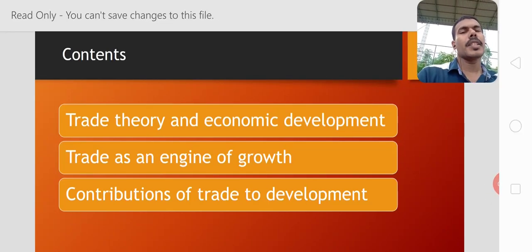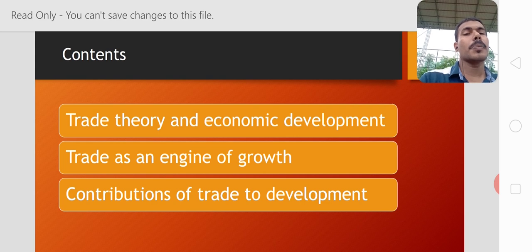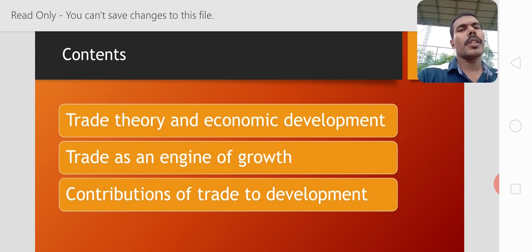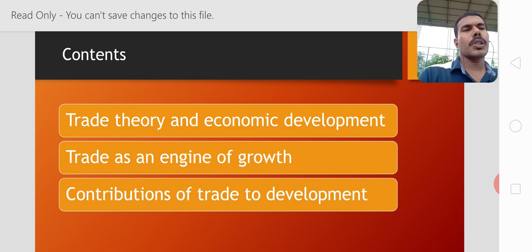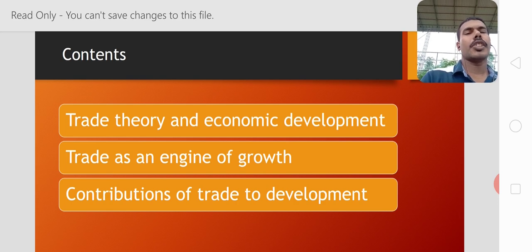We have been discussing the topic trade and economic development. We have split this topic into three: trade theory and economic development, trade as an engine of growth, and contributions of trade to development. So these are all about trade and economic development. Last class we discussed trade as an engine of growth. This time we have contributions of trade to development.